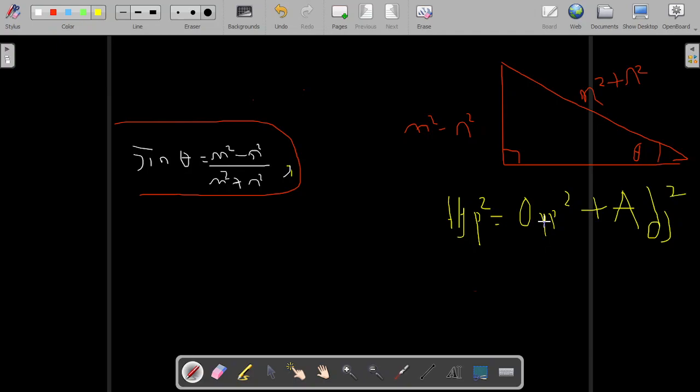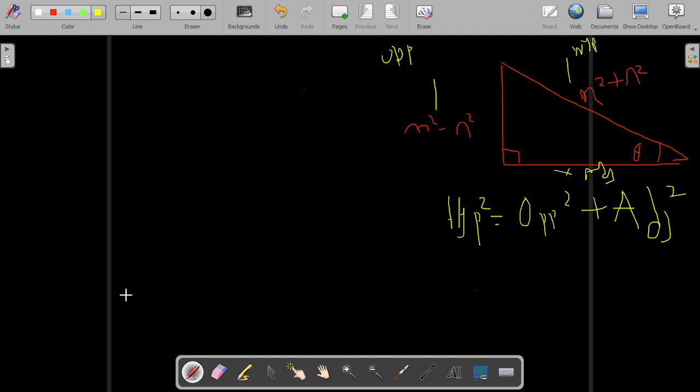So how do we relate this formula to the diagrammatic representation of the expression? Here is the opposite, the side facing the angle, here is the hypotenuse, and this is the adjacent. So you're searching for the adjacent. You don't know the value of the adjacent, which is x. You just know the values of the other sides. So how do we solve it? Now let me erase this here.